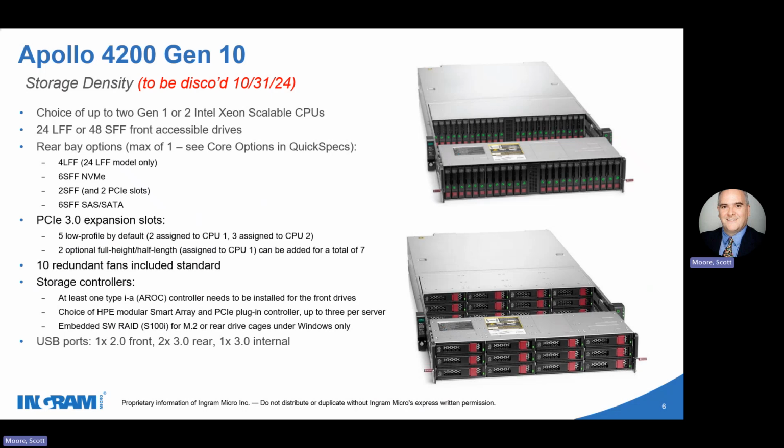If you need even more storage, there are options for rear bay cages. So I could add an additional 4 large form factor or 2 to 6 small form factor drives on top of what comes in the front 2 cages of the Apollo 4200 Gen 10. There are 10 redundant fans built into the system by default. So you don't have to worry about buying extra fan kits for redundant cooling or anything like that.